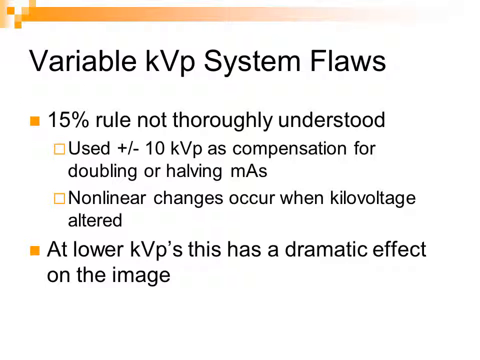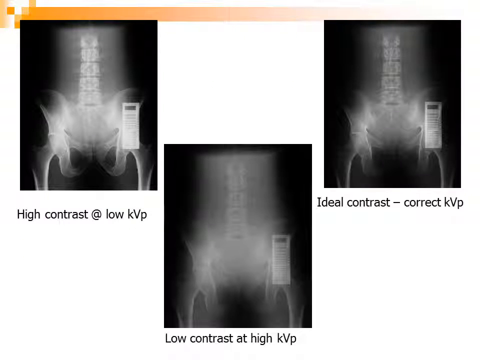Variable kVp system flaws. The 15% rule was not thoroughly understood, so a plus or minus 10 kVp was used as compensation for doubling or halving mass. Nonlinear changes occur when kilovoltage is altered. So at lower kVp, this has a dramatic effect on the image. This is just giving you an example of how increasing kVp too high can reduce fine detail.